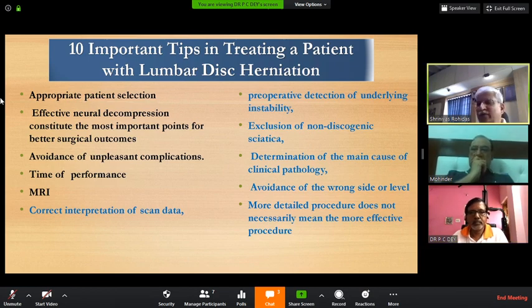Precautions are, you have to be very careful. Adequate decompression of the dural sac and the nerve root has to be there. Unless you have decompressed it nicely, don't try to retract it. Otherwise, there will be neural injury or dural tear. You have to do as much decompression as possible with the endoscope first, and then retract it.